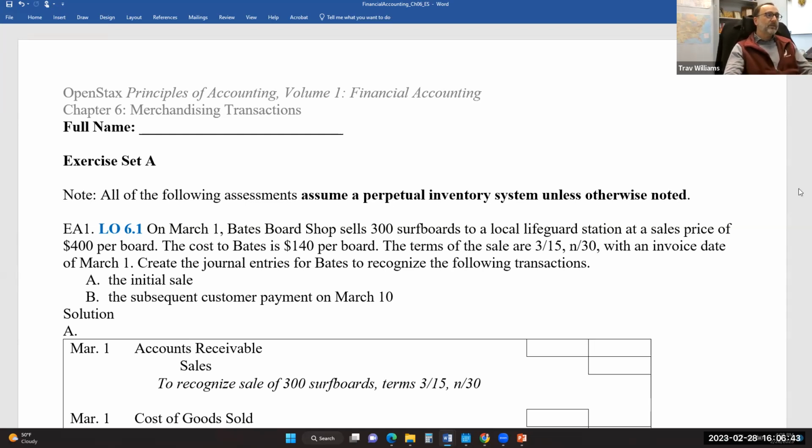As it says, you can assume perpetual inventory method unless otherwise noted. Perpetual is more common. With the perpetual inventory method, every time you make a sale, you record the cost of goods sold and how much merchandise inventory you no longer have, so that you always know how much inventory you've sold and how much you still have remaining. That's the perpetual inventory method. That's what most companies use because they like to know how much inventory they have.